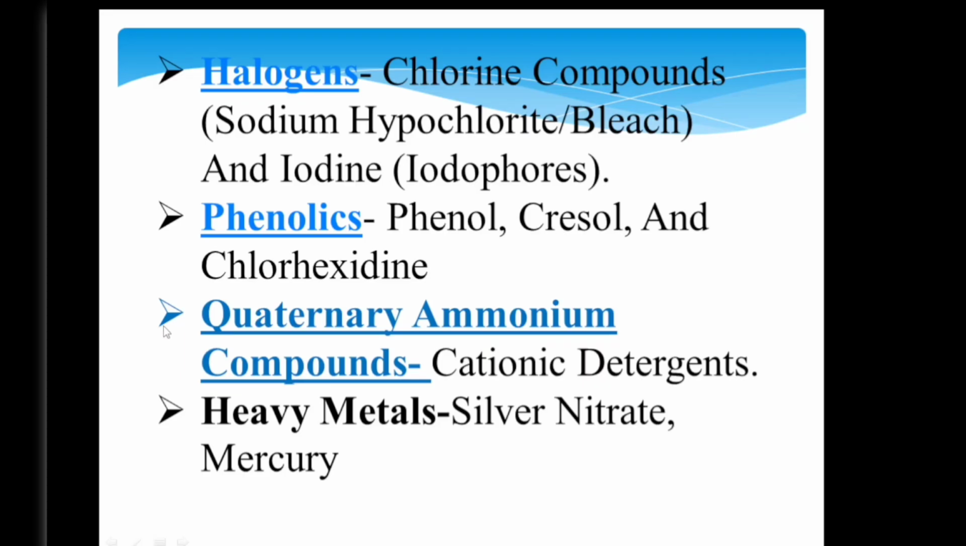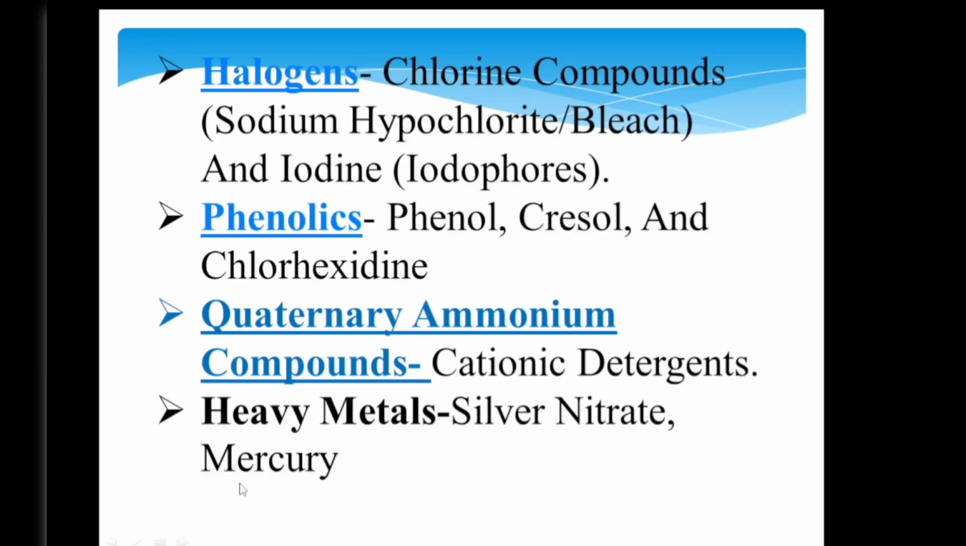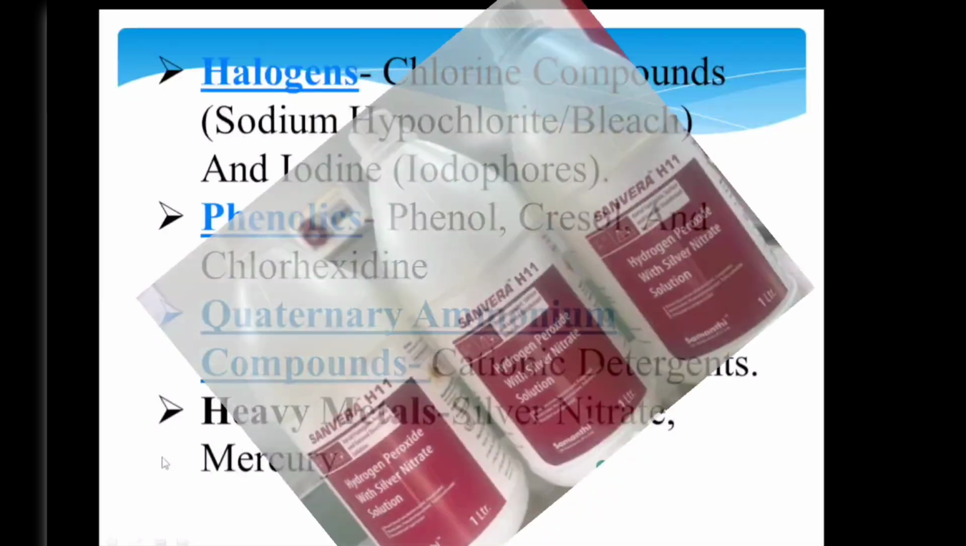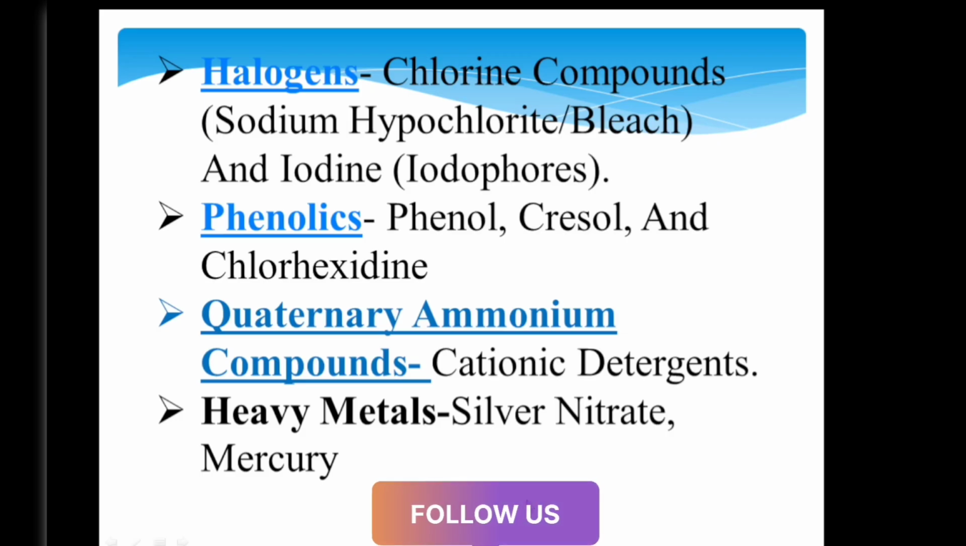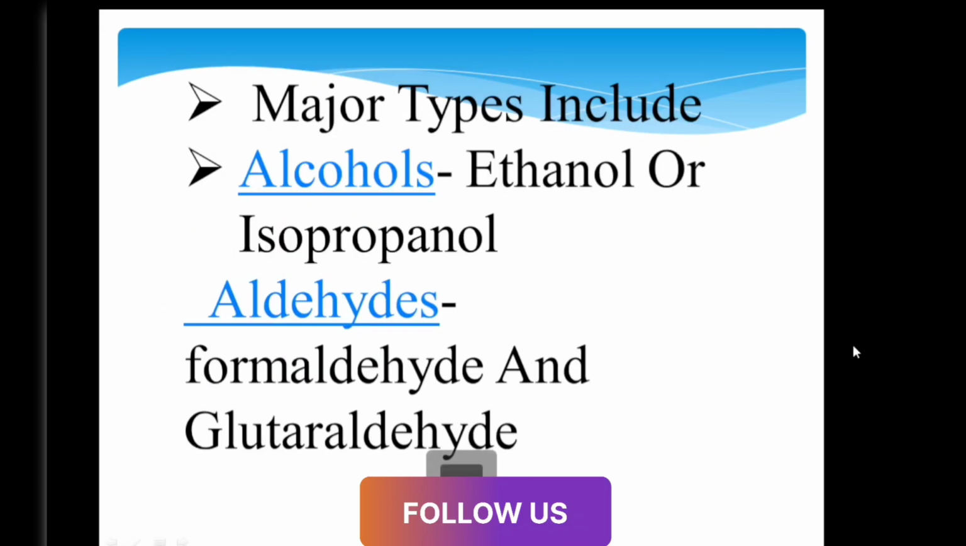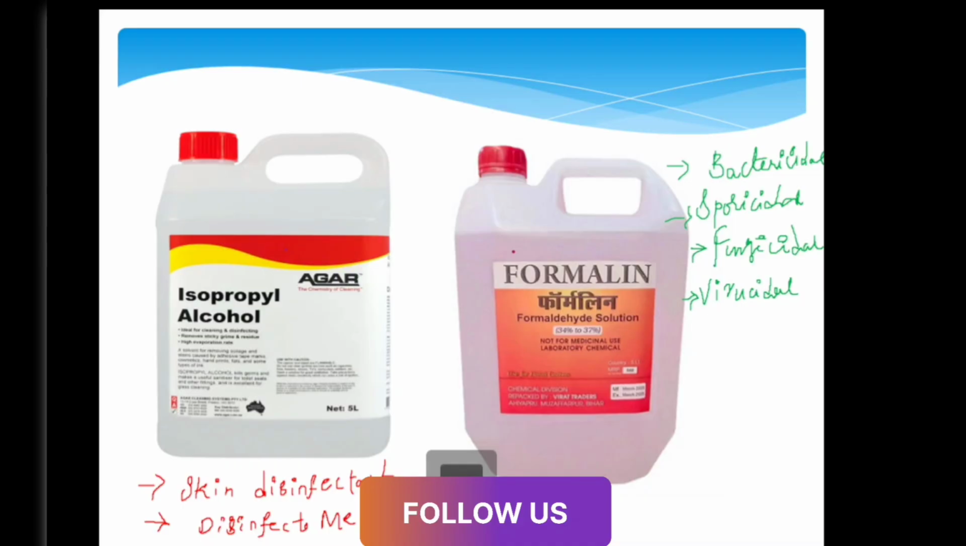Next biocide is quaternary ammonium compounds. An example of quaternary ammonium compounds is cationic detergents. And the last one is heavy metals. Heavy metal examples are silver nitrate and mercury. So these are all the different disinfectants. Number one, alcohols. Next are aldehydes, halogens, phenolics, quaternary ammonium compounds and heavy metals. Now let us see each one in detail. What are the uses of all these disinfectants?